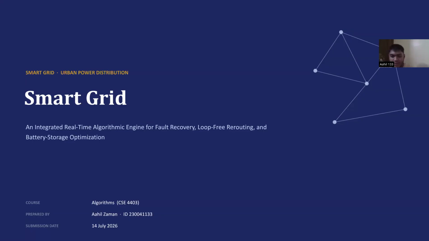This is actually a real-world engineering problem, like how a modern city can keep its electricity flowing reliably, even when parts of the power network fail. I will cover this in two parts. So firstly, I will be talking about the problem itself and then the solution, mainly what kinds of algorithm were used and why I used them.